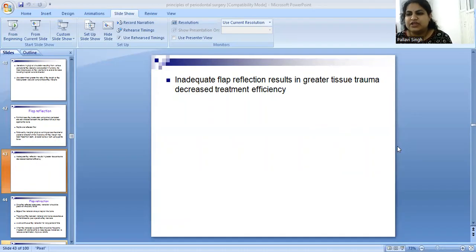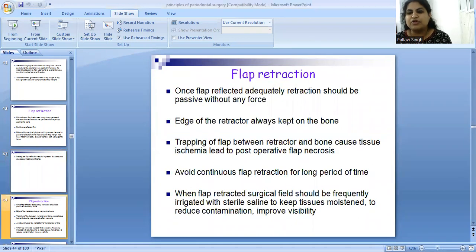Inadequate flap reflection results in greater tissue trauma and decreased treatment efficiency. Now about the flap retraction. Once the flap is reflected adequately, retraction should be passive without any force. The edge of the retractor should always be tapped on the bone. Trapping the flap between the retractor and bone causes tissue ischemia, leading to post-operative flap necrosis. Avoid continuous flap retraction for a long time period.